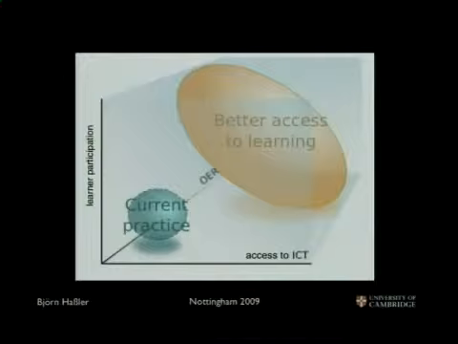If we can also increase learner participation, if we can find better, more participative, more inquiry-based ways of learning, and we can all support this with a third axis of OER, then hopefully we'll get better access to learning. So this is the potted summary of what we're trying to do in that project.